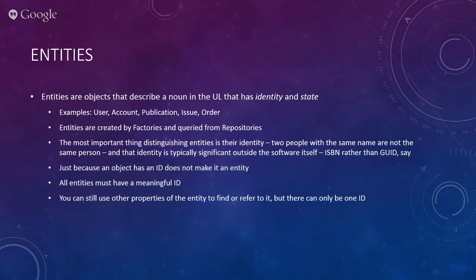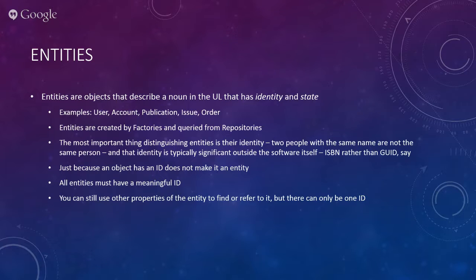Thus, two people with the same name are not the same person. They have an identity that's separate from the name. The name is a value, but they have identity. The identity is typically significant outside the software itself. So a book will be identified uniquely by the ISBN rather than, say, a GUID or even its name, because you can get multiple books with the same name.